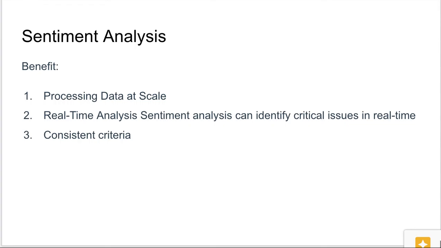Thirdly, consistent criteria. It's estimated that people only agree around 60 to 65% of the time when determining the sentiment of a particular text. Tagging text by sentiment is highly subjective, influenced by personal experiences, thoughts, and beliefs. So using a centralized sentiment analysis system, companies can apply the same criteria to all of their data, helping them improve the accuracy and gain better insights.